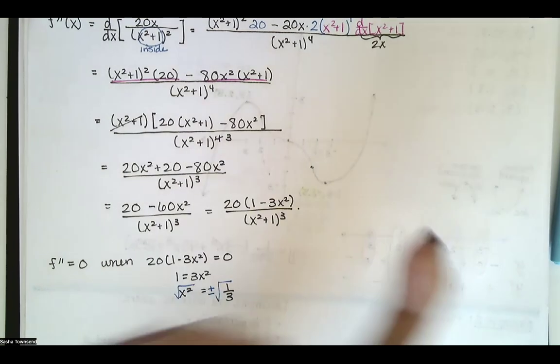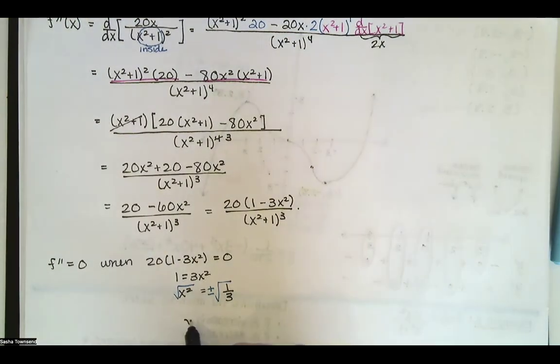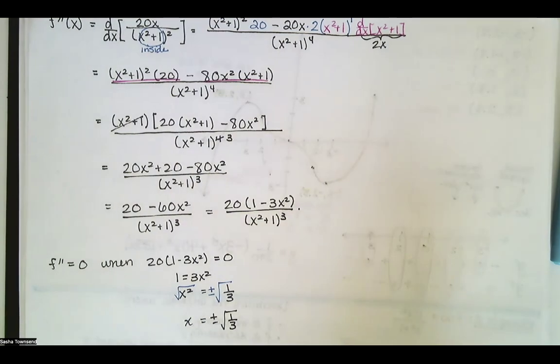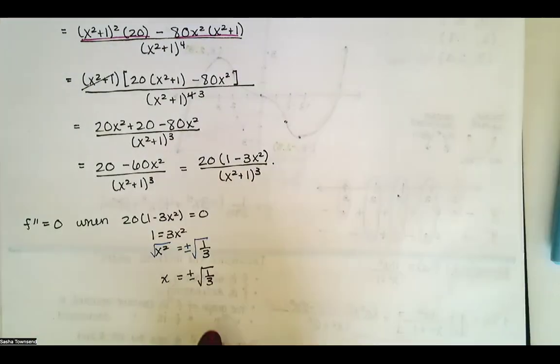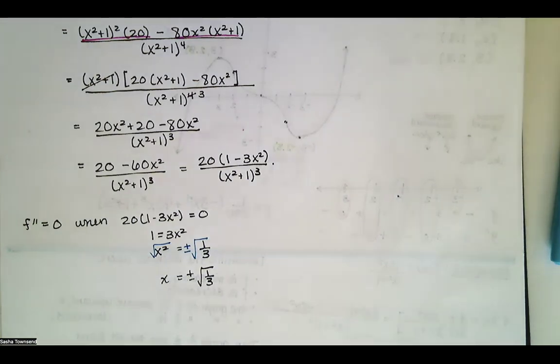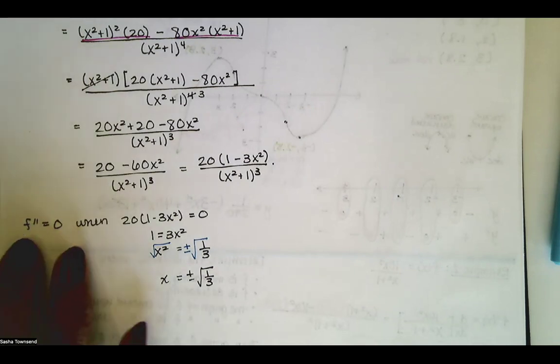And then if we take the square root of both sides, we get x equals plus or minus the square root of 1/3. Now those are potential x coordinates of points of inflection. Now, to determine whether or not those actually correspond to x coordinates of points of inflection, we have to look at the sign of that second derivative.